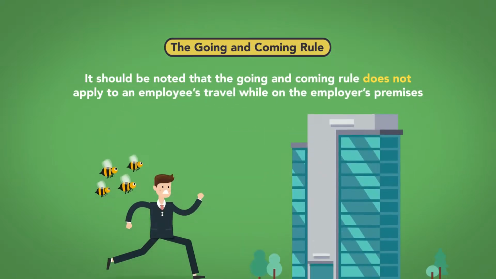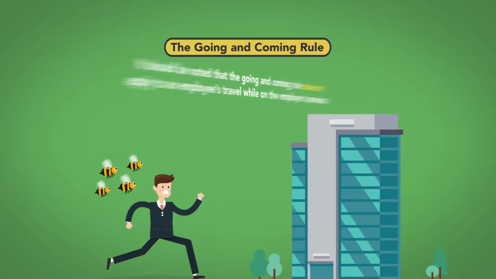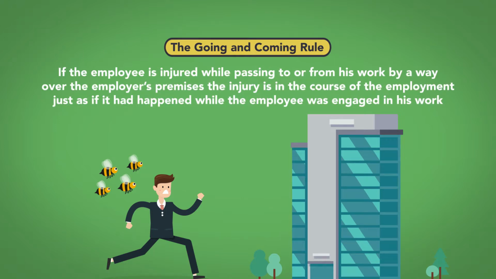It should be noted that the going and coming rule does not apply to an employee's travel while on the employer's premises. Instead, the general rule as to injuries incurred on the employer's premises is that if the employee is injured while passing to or from his work by a way over the employer's premises, the injury is in the course of the employment, just as if it had happened while the employee was engaged in his work.